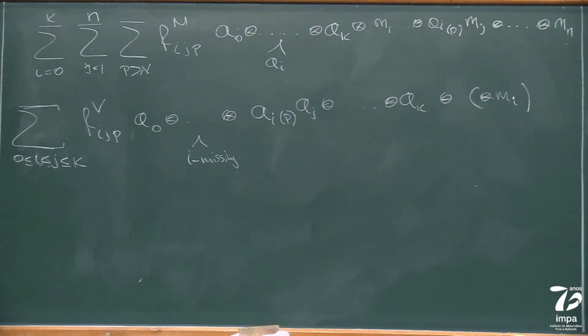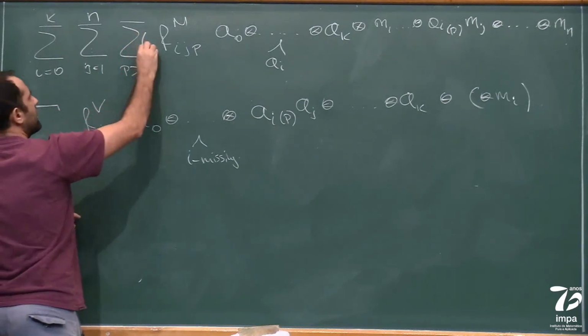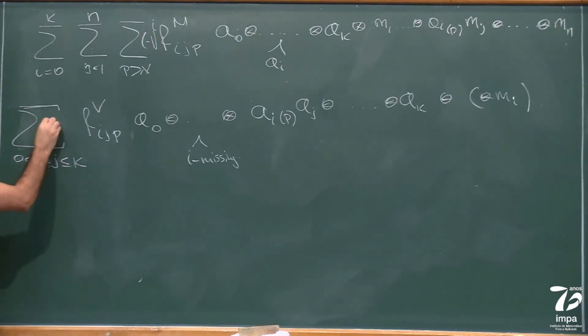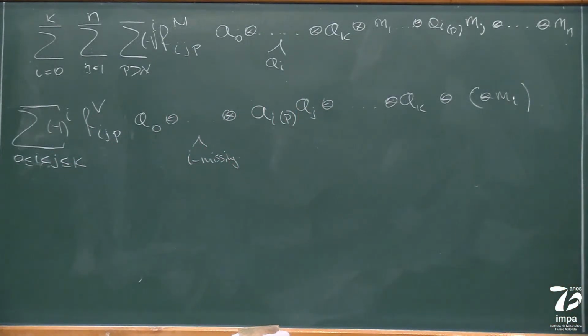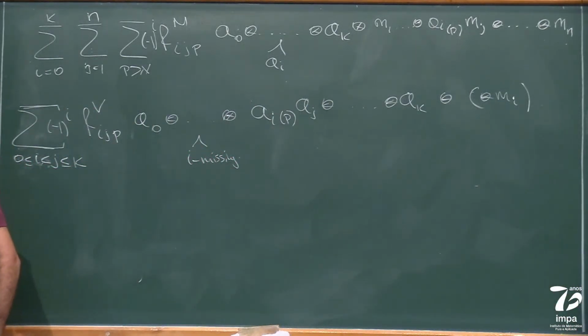So now there's a bunch of things that I need to tell you. First of all, signs, and I have no clue about them, so I think it's here (-1) to the i. And here, I think it was (-1) to the i. Perhaps it's (-1) to the i plus 1. We're going to check it when we check Jacobi in a second. So the j does not appear because of my choice of putting this guy here.